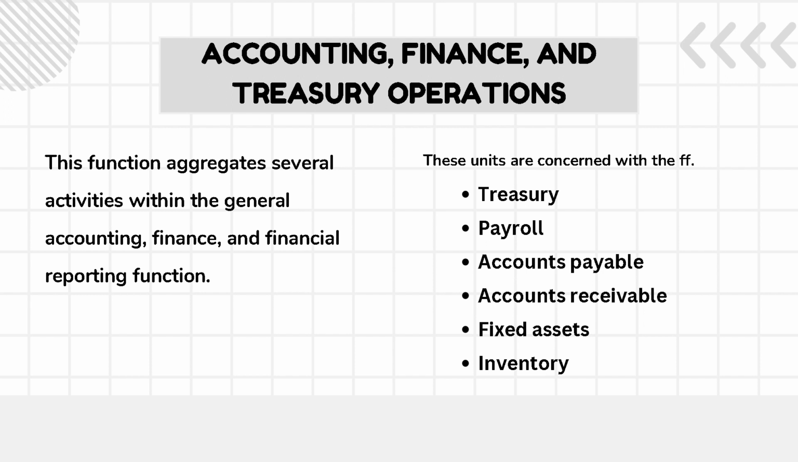Next, in general, when auditing accounting, finance, and treasury operations, these areas play a crucial role in ensuring accuracy, compliance, and transparency in financial reporting. To be more specific, these units are primarily concerned with the treasury, payroll, accounts payable, accounts receivable, fixed assets, and inventory. The key objective of an internal auditor here is to ensure the completeness, existence, and correct valuation of these specific accounts, since errors can cause an excessive disbursement of assets.